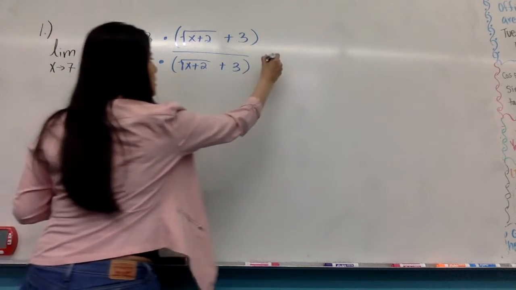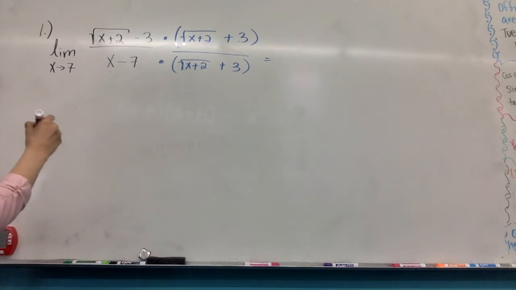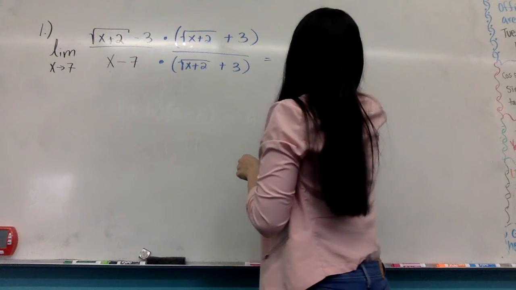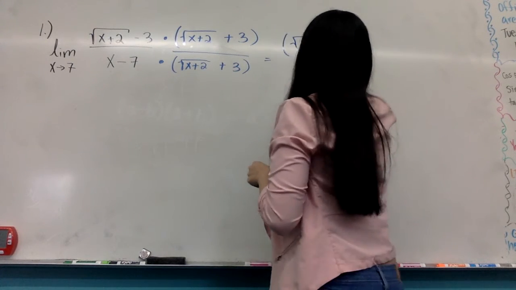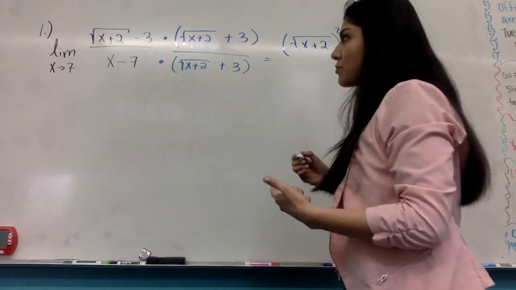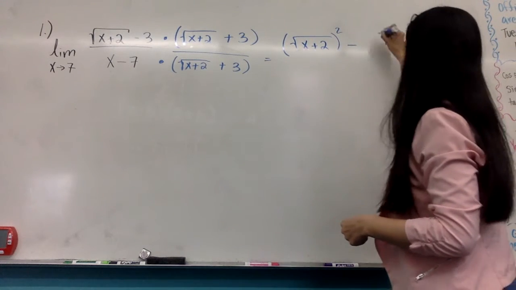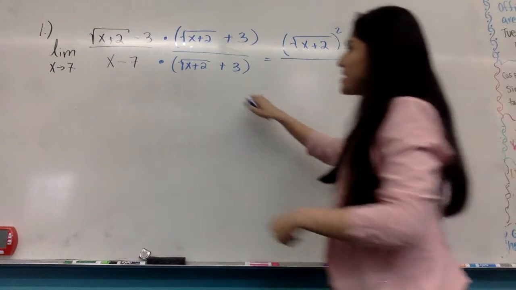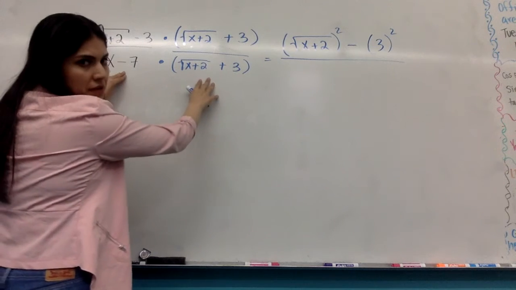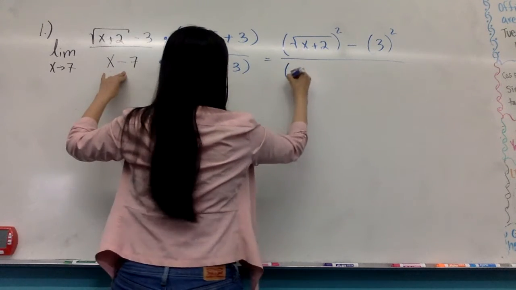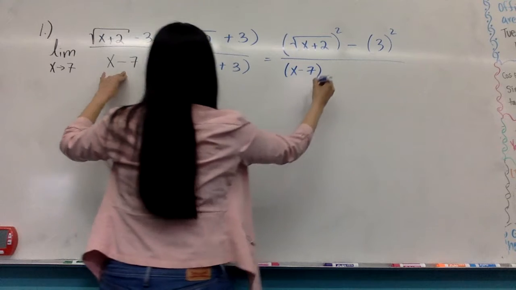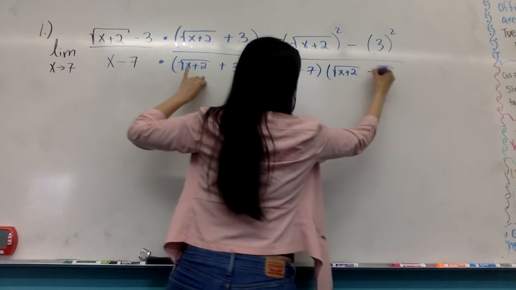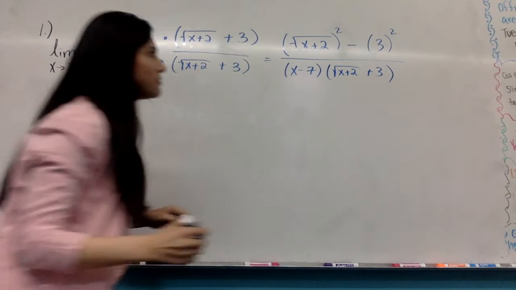So what this is going to give me, I'm going to put my equal sign. That's going to give me this squared, a squared, minus b squared, all over. And then this right here doesn't really simplify. I'm just going to go ahead and write it out. That's just going to be x minus 7 times the square root of x plus 2 plus 3. So far I got this.